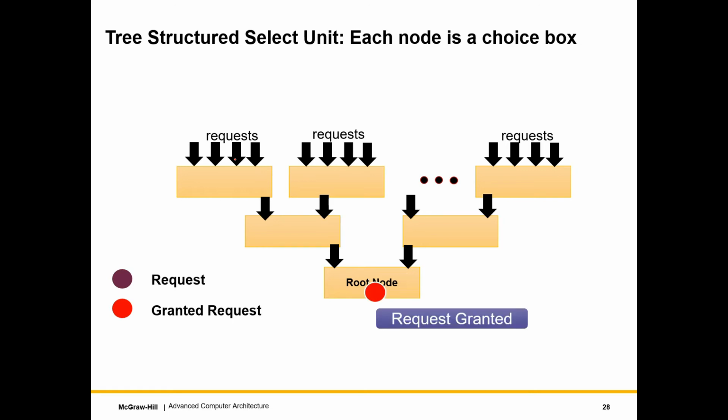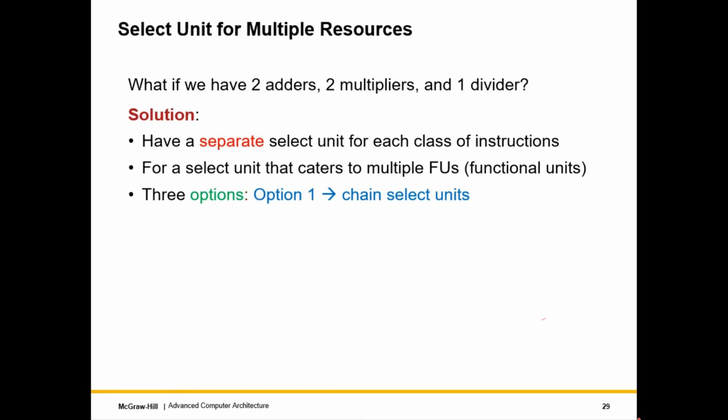Then the grant signal, as we have discussed, goes back the reverse way. It requires some state at each choice box. Let us now make the select unit more complicated and more realistic. So what if we have 2 adders, 2 multipliers and 1 divider?